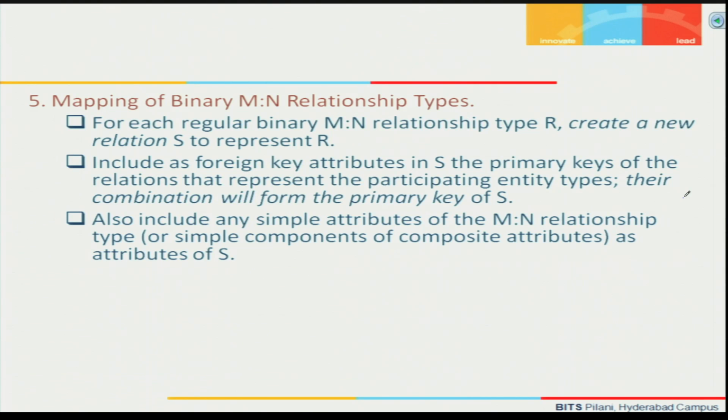Now let us see how to map m:n relationship types. Let us have a look at the theory, or the guidelines behind that. For each regular binary m:n relationship type R, create a new relation S to represent R. Include as foreign key attributes in S the primary keys of the relations that represent the participating entity types. Their combination will become the primary key of the new relation S. Also include any simple attributes of the m:n relationship type as attributes of S.